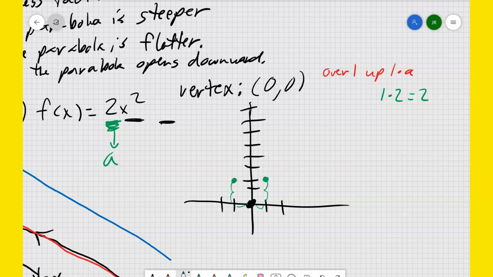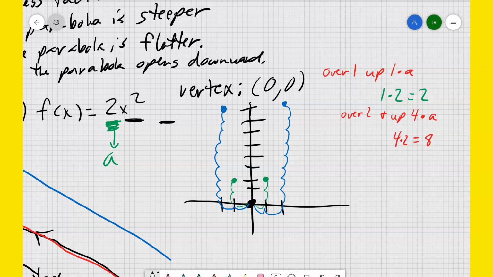And then I go over 2 and up what? I go up 4 times A. What is A? A is 2. So I go up 4 times 2, which is 8. I go over 2, and I go up 8. 1, 2, 3, 4, 5, 6, 7, 8. On the other side, I go over 2, and I go up 1, 2, 3, 4, 5, 6, 7, 8.